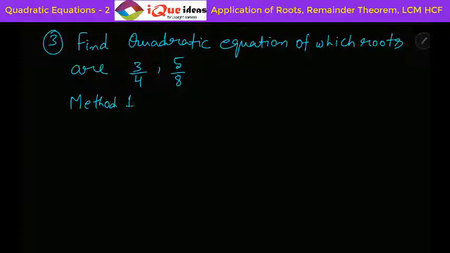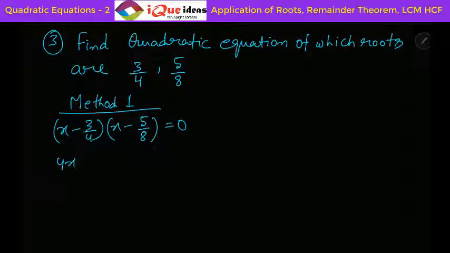Now method 1 says that for 3 by 4, our expression will be x minus 3 by 4. And for 5 by 8, the expression will be x minus 5 by 8 equal to 0. Here I'll show you one thing. You can take 4x minus 3 as one part, the 4 in the denominator goes to the other side, and the second expression will become 8x minus 5. The 8 in the denominator goes to the other side, right?